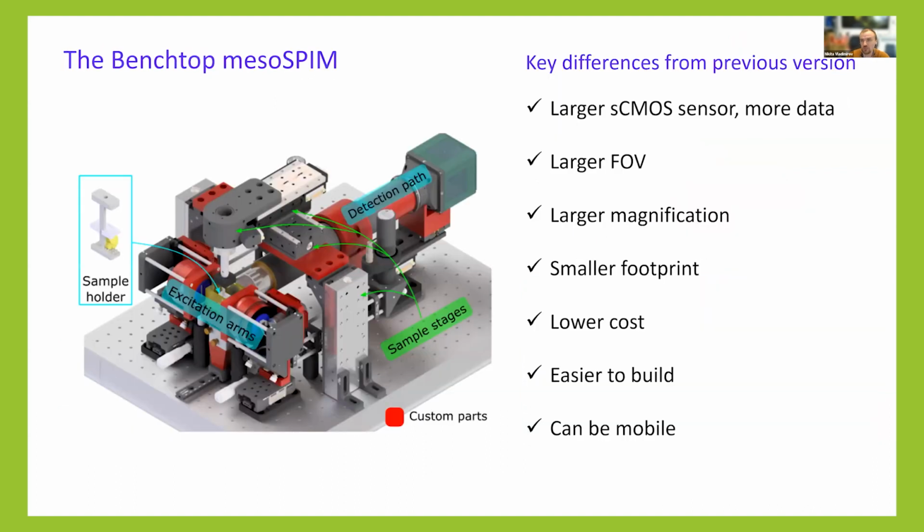And the Benchtop has several key advantages over the previous version. It uses newer generation cameras with larger sensors, so larger field of view, larger magnification, smaller footprint, a lower cost, and it is easier to build. So we really aim at non-experts, non-engineers, who should be able to build it. And it can be mobile. For example, the first Benchtop that we built is now traveling in Bordeaux in a Neuroscience School.